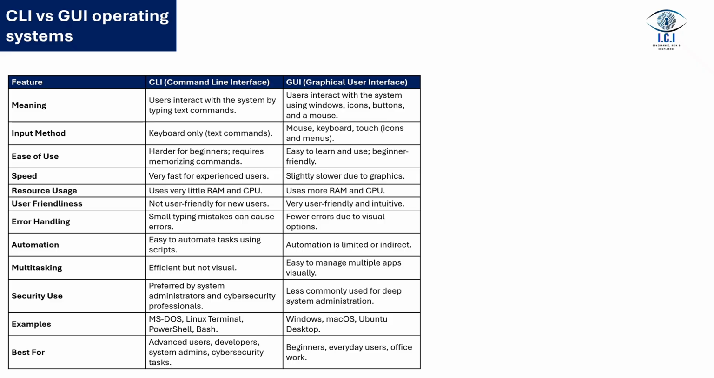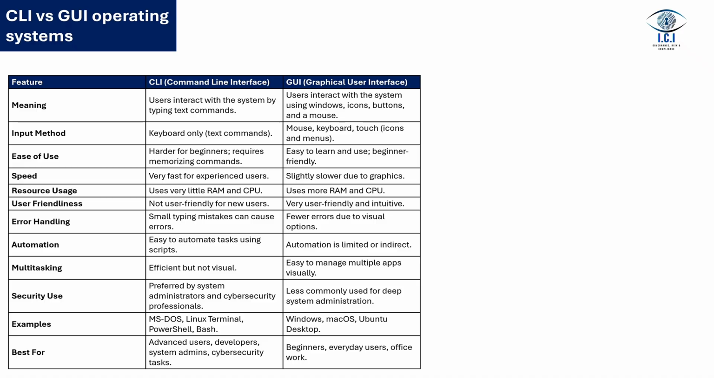What about multitasking? CLI is very efficient for multitasking, but you will not see what you're doing. It's not visually appealing. You only see text all around. You won't see any kind of graphics or the likes. While GUI, it is very easy to manage multiple apps visually. So you can always click, open three, four applications and close. You can also do that on CLI, but the only thing is that you will not see the visual representation of what you're doing.